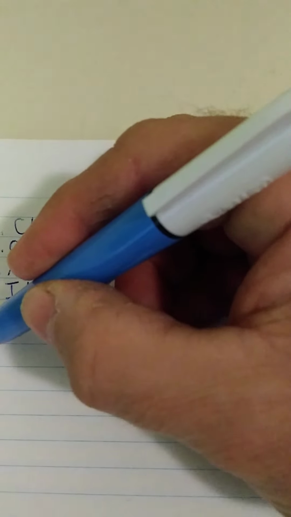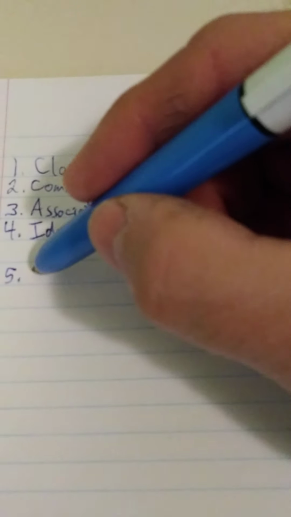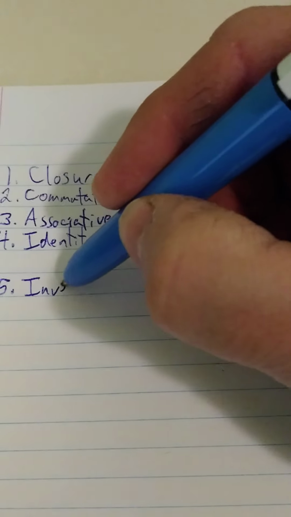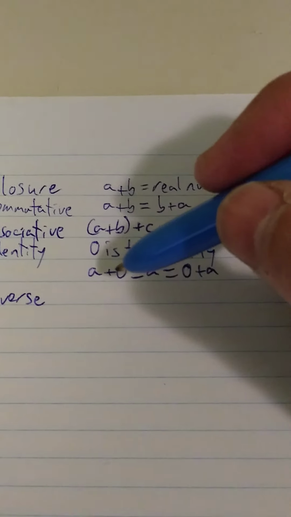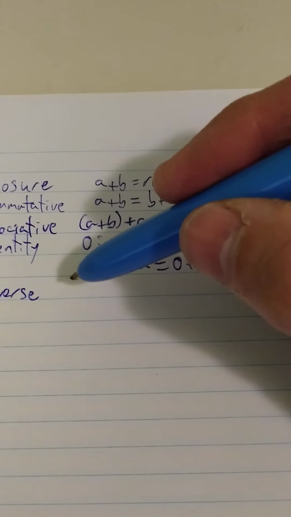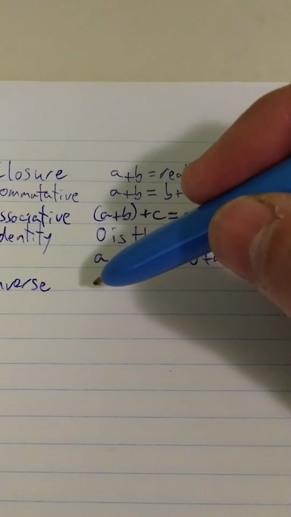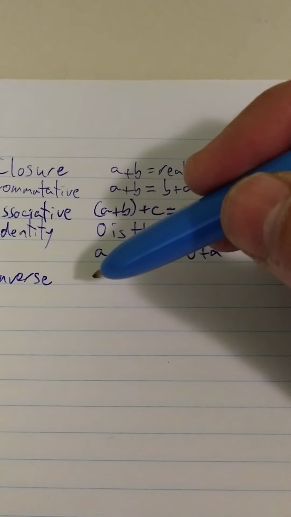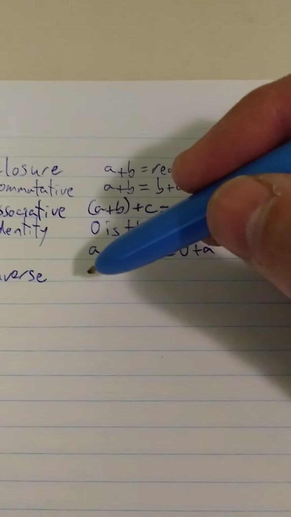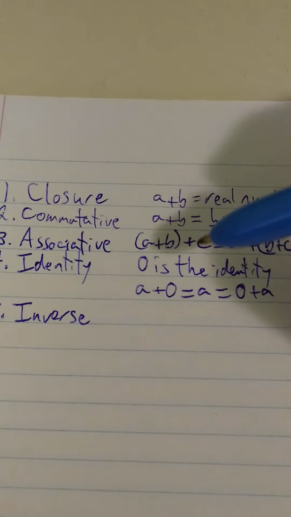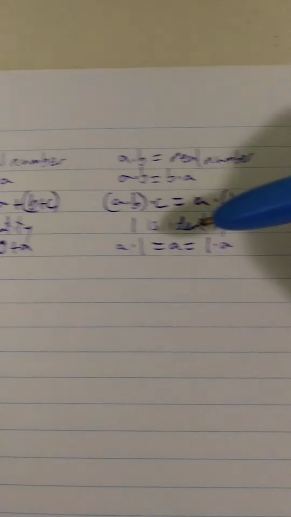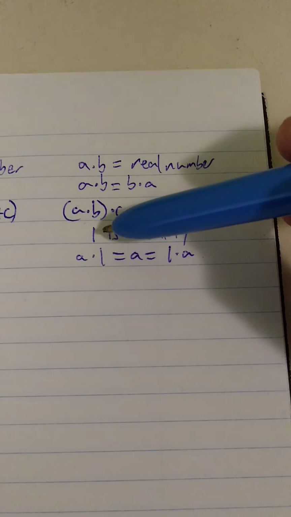And now number 5, our 5th property of real numbers. This is called the inverse. Okay, so what's meant by inverse is that you can make the adding or multiplying by a real number end up with its identity, which in addition, as I mentioned before, is 0, or with multiplication the identity is 1.